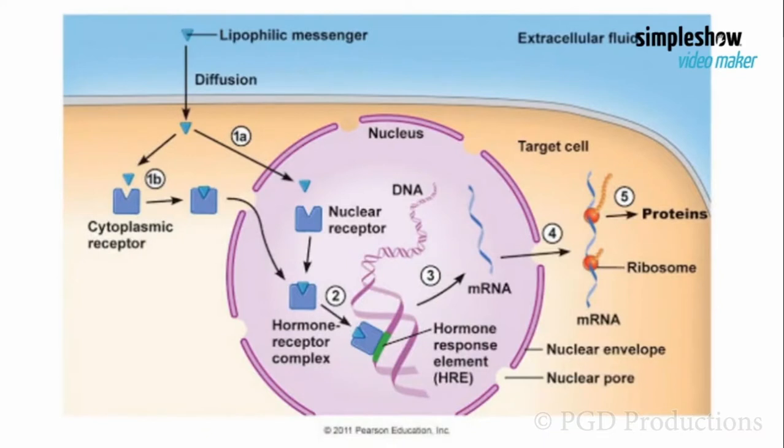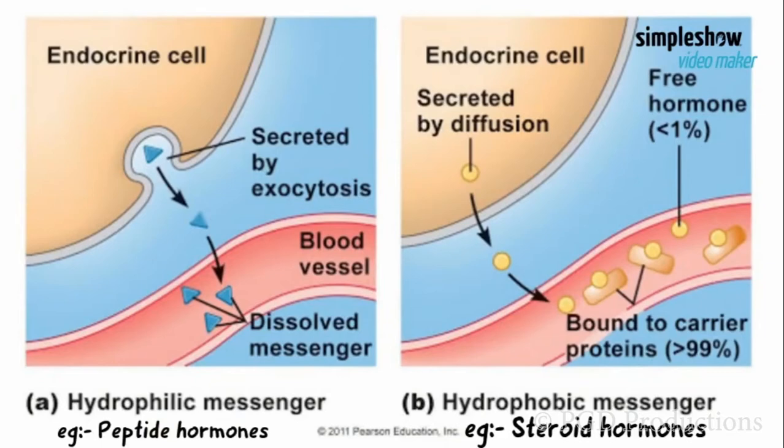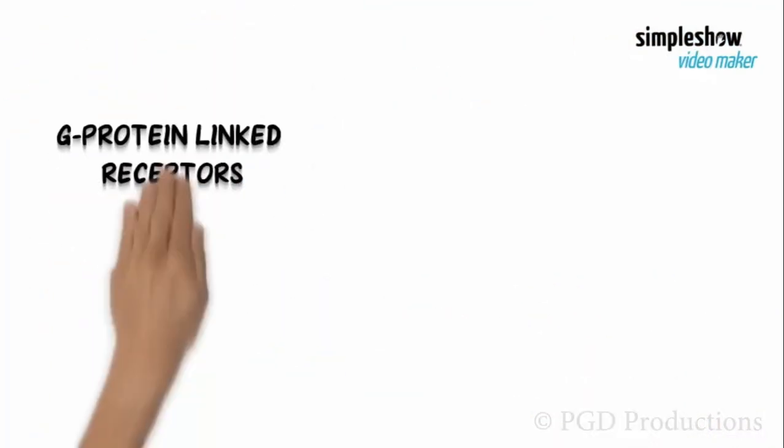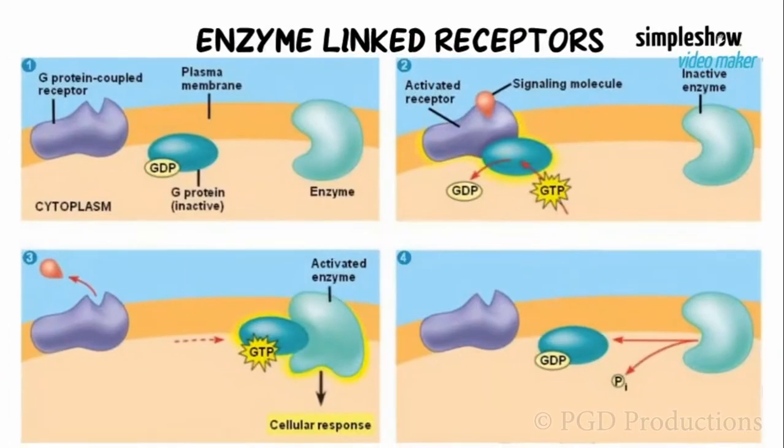Steroid hormones are lipophilic and they can diffuse through cell membranes, so they have intracellular receptors. But peptide hormones are hydrophilic, so they cannot freely cross the cell membrane, so they have cell membrane receptors. Cell membrane receptors can be further divided into G-protein-linked receptors, ion channel-linked receptors, and enzyme-linked receptors.